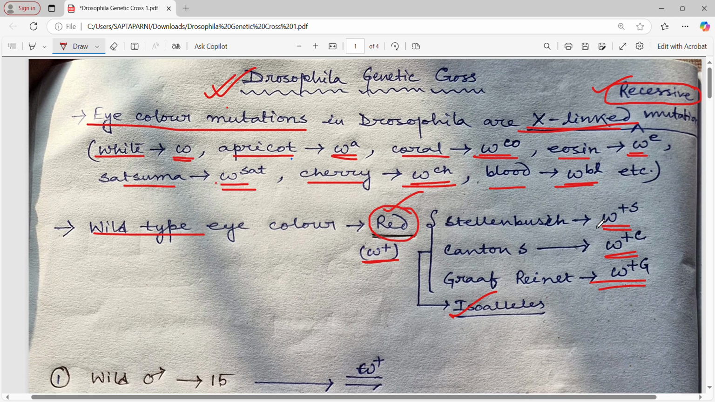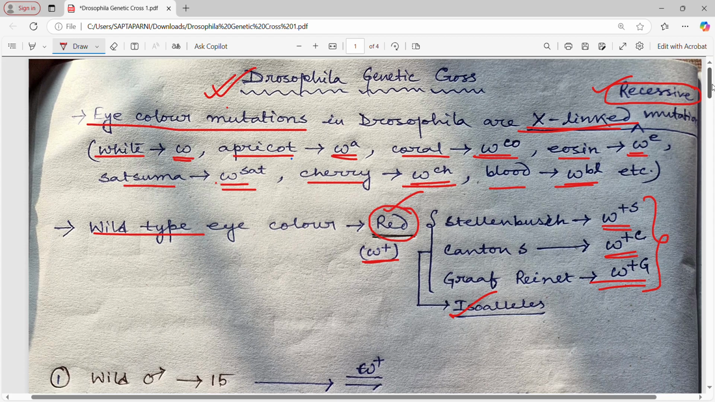All of these three give rise to brick red color in the Drosophila eye, which is the wild type eye color, and with bare eyes you cannot distinguish these three types of eye colors. That is why their phenotypes are not distinguishable, though their genotypes are distinguishable. That is why they are known as isoalleles.